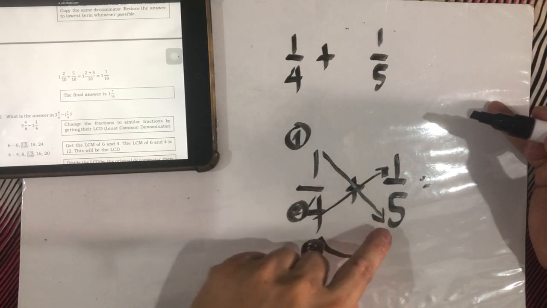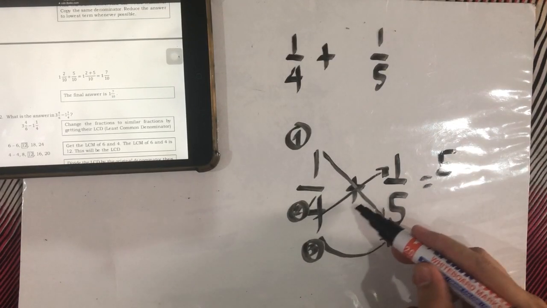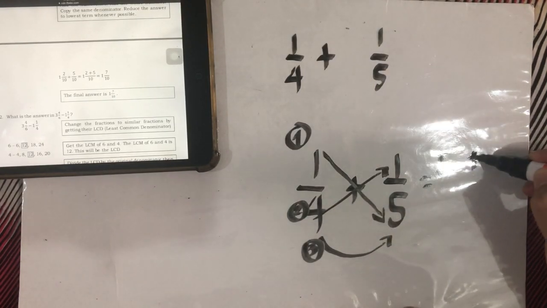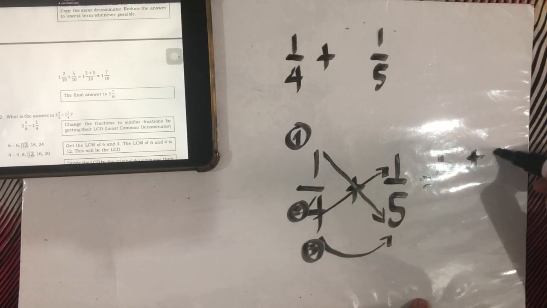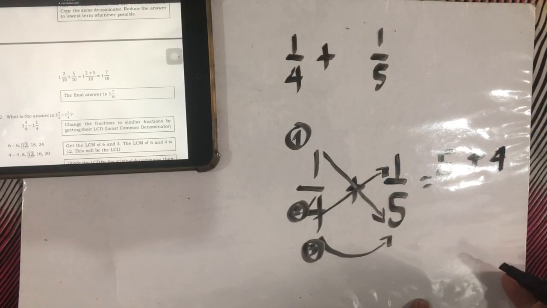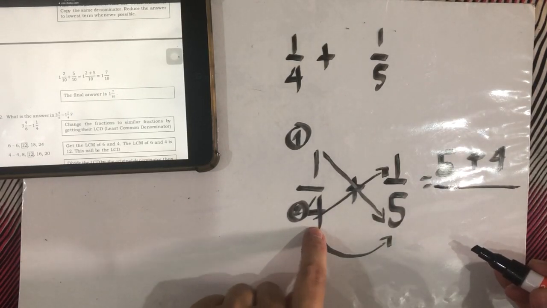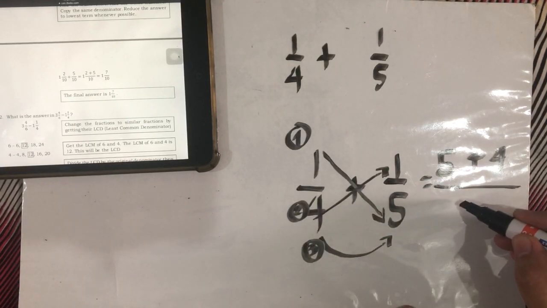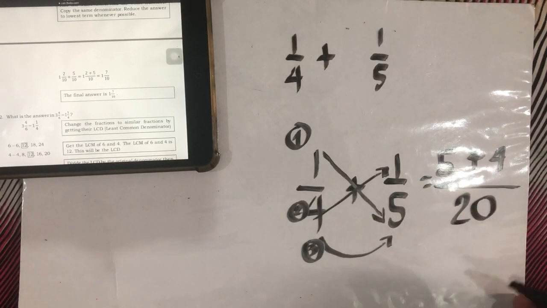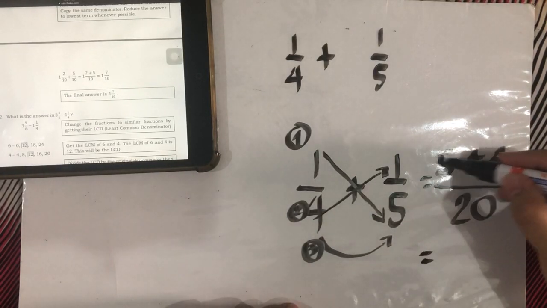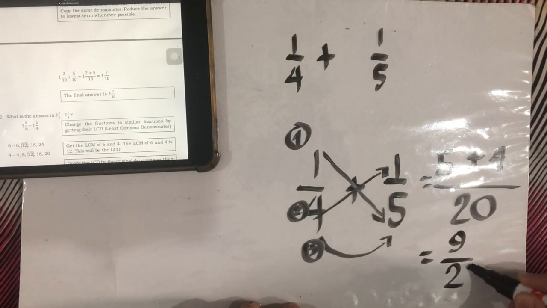First step, multiply. So, 1 times 5, you have here 5. The operation is addition, so plus. 4 times 1, you have 4. Okay? Over 4 times 5, you have here 20. Okay? And then, combine mo na. 5 plus 4, you have 9 over 20.